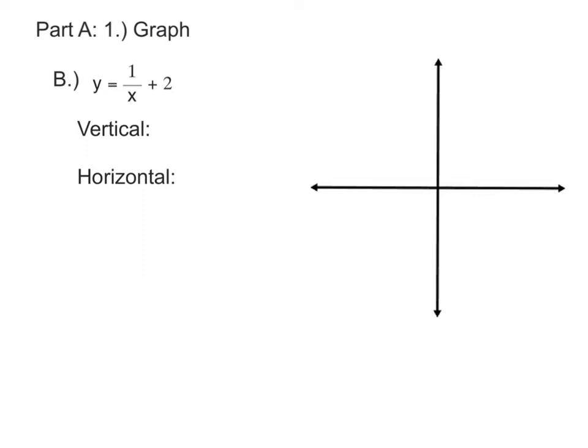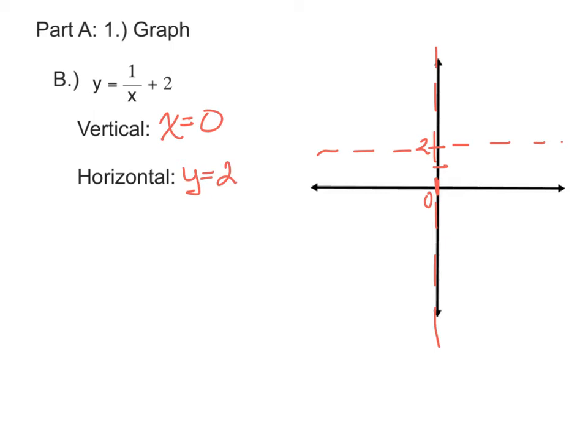With y equals 1 over x, plus 2, the vertical asymptote is going to come from the denominator. So the thing that will make that denominator equal to 0 is when x is equal to 0. The horizontal asymptote will come from the constant term that's being added after the fraction. So that's going to be y equals 2. Now go over to the graph. On the x-axis, find when x is equal to 0 and draw the vertical asymptote. On the y-axis, find when y is equal to 2 and draw the horizontal asymptote.